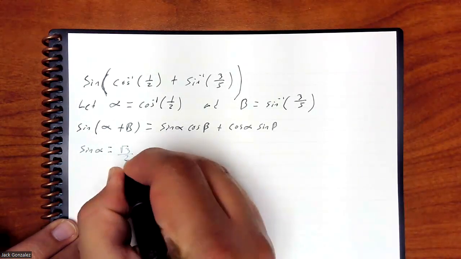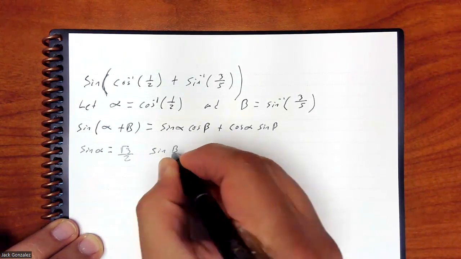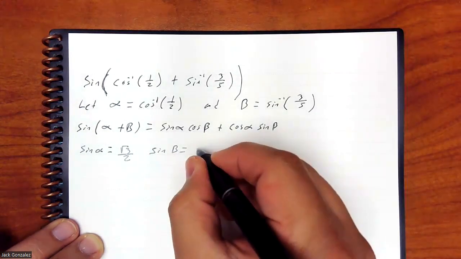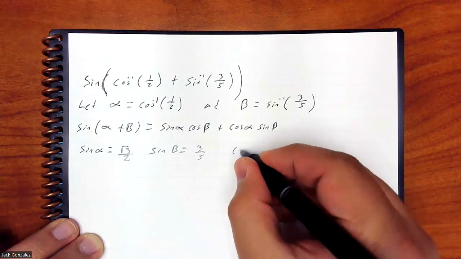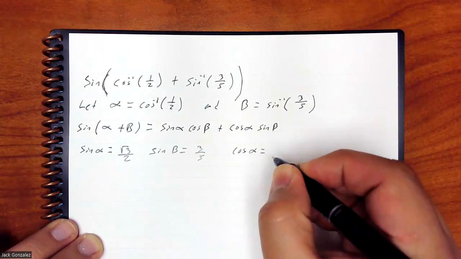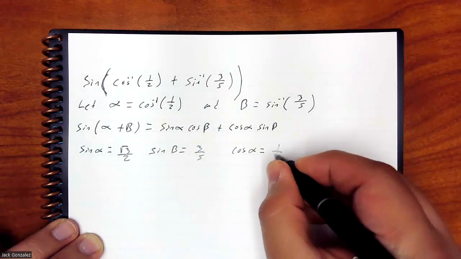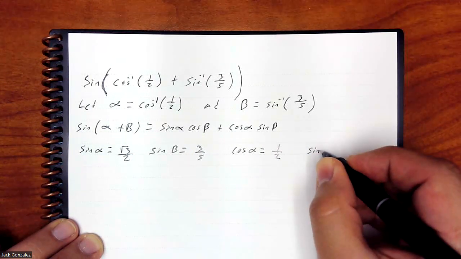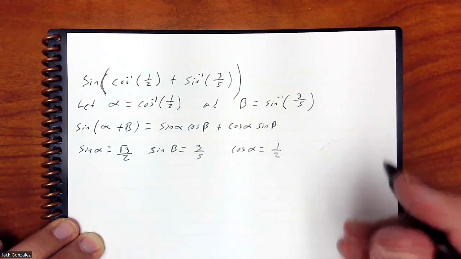Square root 3/2. Sine beta was 3/5, right? Cosine alpha was 1/2. Cosine beta was 4/5.